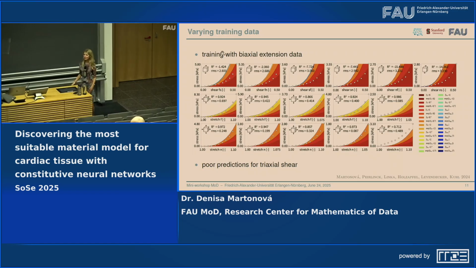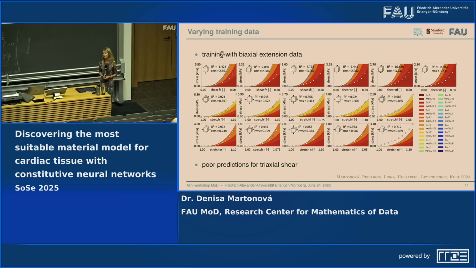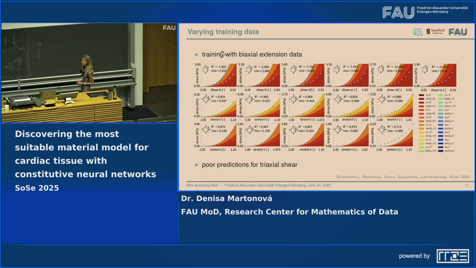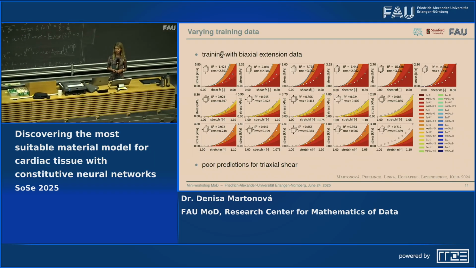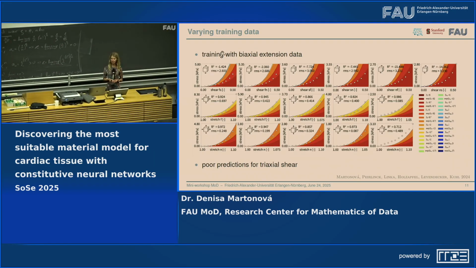Good, now we start the training, or we train this network you have seen with the data. We first started with training only on biaxial extension data. And these plots just mean that in the first line you have the data from shear experiments, and in the second two lines you have biaxial experiments in different ratios.